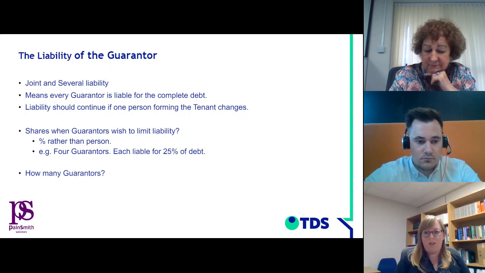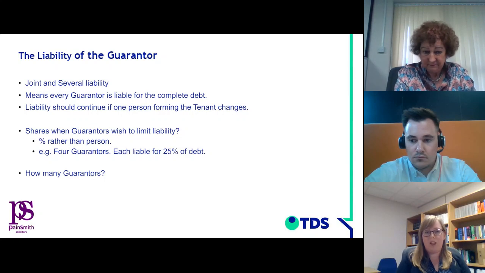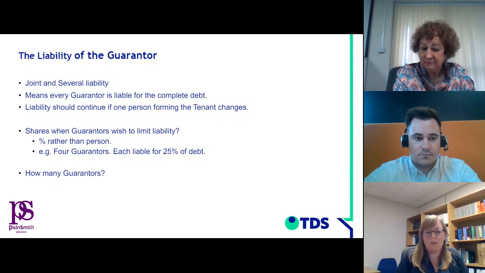So, for example, in the event that you have 4 tenants and each has a guarantor, you may well say each is liable for 25% of the debt.